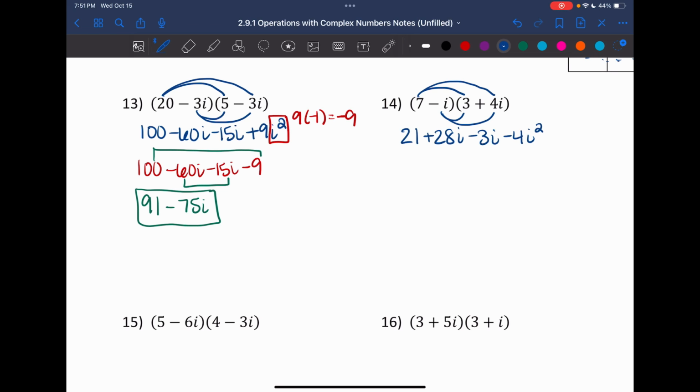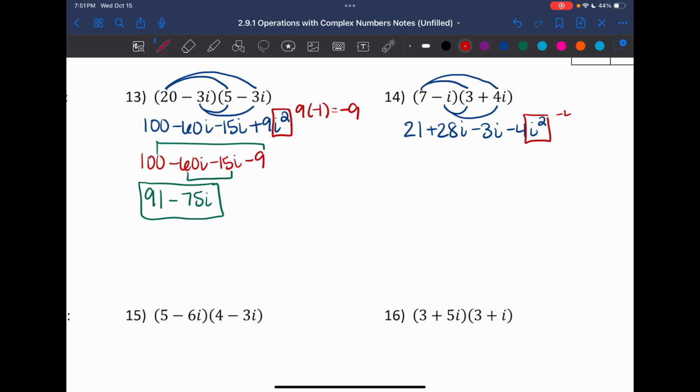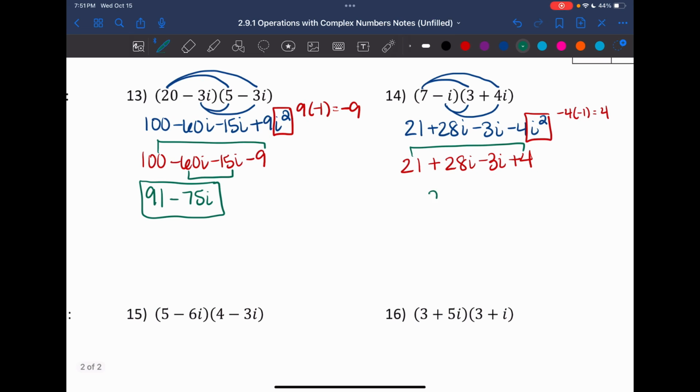But again, that i squared is special. And I have a -4 originally, so -4 times -1 is +4. And once you get the hang of it, you'll realize all you have to do is switch the sign for your next step. So 21 plus 28i minus 3i plus 4. Combine any like terms. 21 plus 4 is 25. 28i minus 3i is 25i.